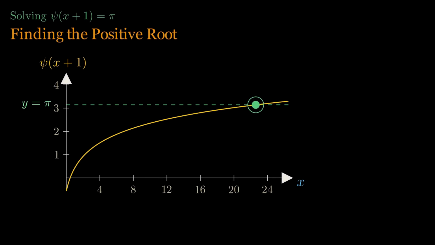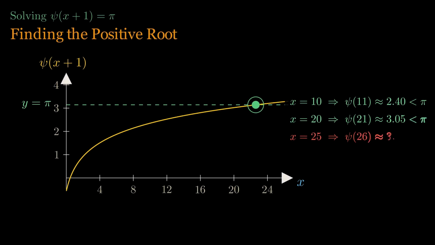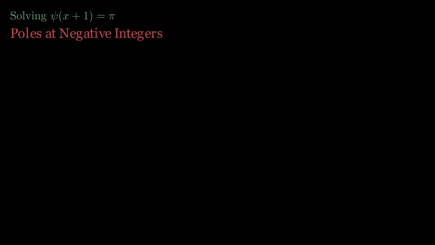So the strategy is simple. Test a few values and trap the crossing point. At x equals 10, psi of 11 is about 2.4, still below pi. At x equals 20, it is about 3.05, still below pi. But at x equals 25, it is about 3.2, which is now above pi. So somewhere between 20 and 25, the curve must cross pi. And when we zoom in numerically, the positive solution appears. x is approximately 22.6.